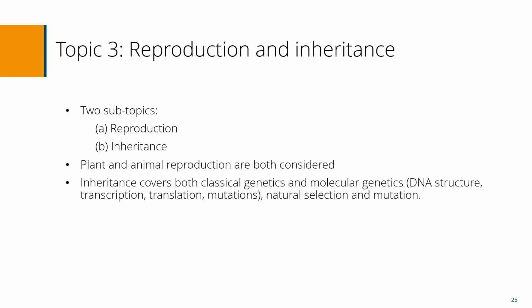Topic 3 is reproduction and inheritance. So that more or less speaks for itself. Obviously, reproduction both in flowering plants, insect pollination, seed germination as a core practical in there, and then the human side of it as well. So the male and female reproductive organs, understanding the role of hormones, FSH, LH, the menstrual cycle, pregnancy, estrogen, testosterone, all come into that.